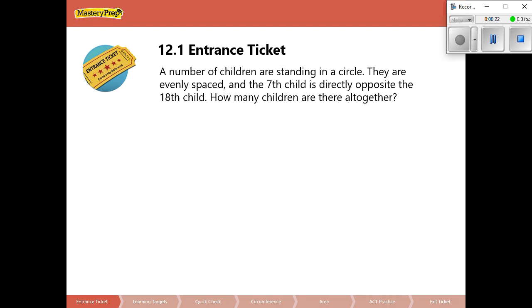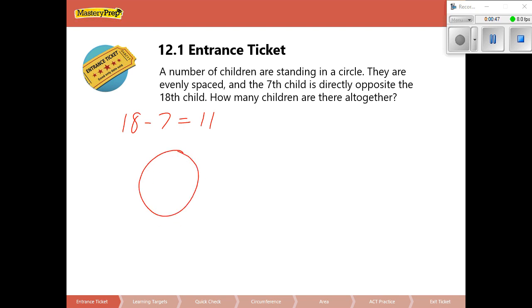A lot of y'all went on and figured out that 18 minus 7 is 11 and went from there. Some of y'all multiplied by 2. Some of y'all subtracted it from 18 and then figured out the difference. And there's many different ways to go about this. One of the ways that we can do this is actually drawing it out.